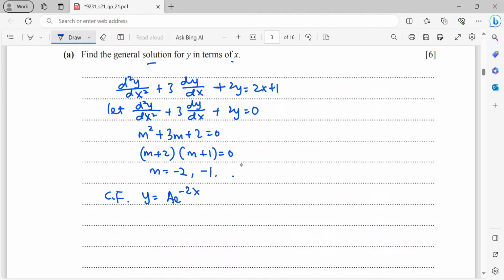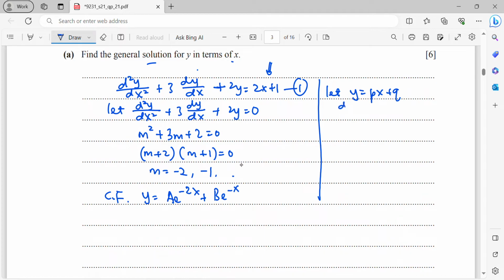Ae^(-2x) + Be^(-x), because you are given dy/dx. So your solution will be y in terms of x. Now, next I let y be px + q. This is my trial solution. So I get this based on the right side of equation 1.